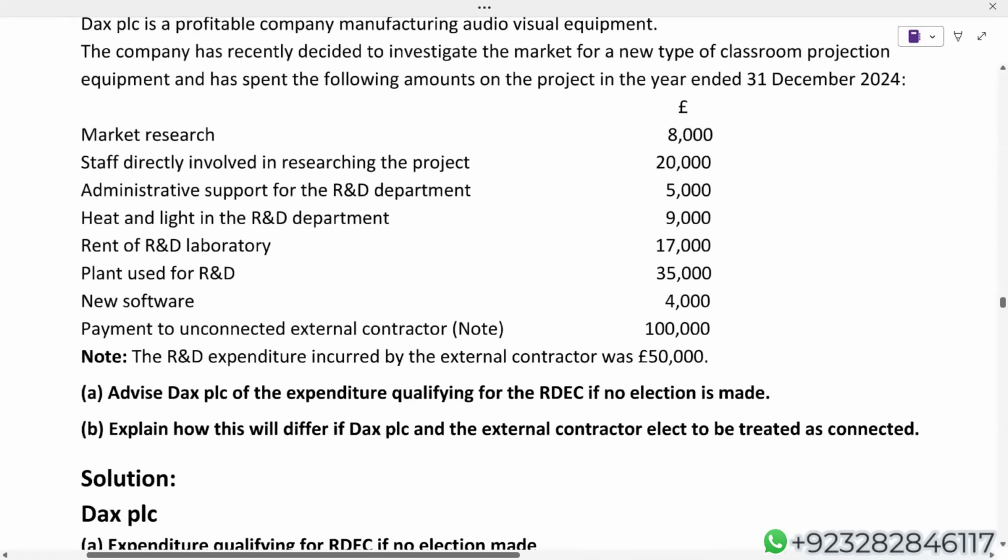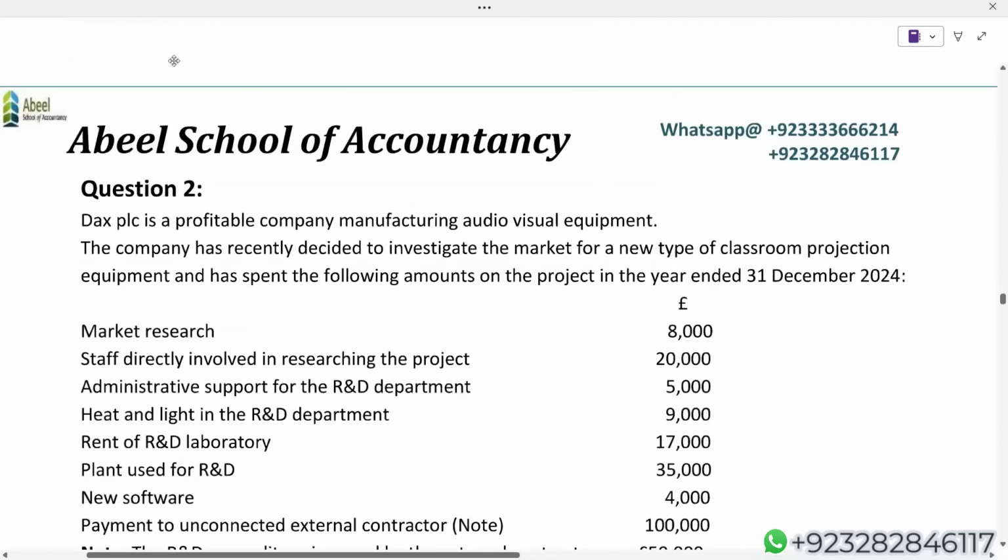Now look at this question. DEX PLC is a profitable company manufacturing audio visual equipment. The company has recently decided to investigate the market for a new type of classroom projection equipment and has spent the following amount on the project.